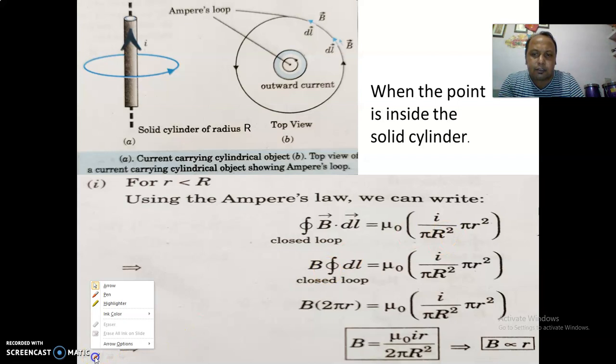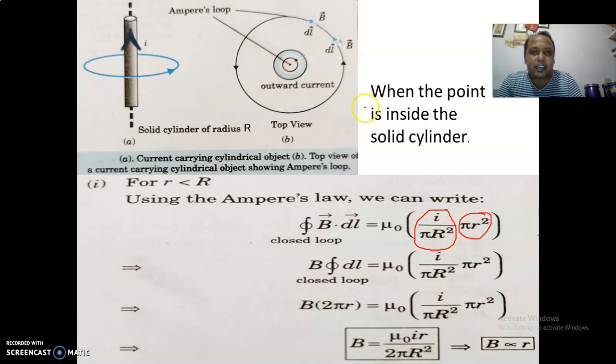Now if this is the value of current per unit area, then the area of the Amperian loop is given by pi small r square. The current per unit area is given by I by pi capital R square. So if we multiply it, we will get the current which threads through this Amperian loop. So the value of current, the pi cancels out here, and accordingly we can have the values. Now on the other side, that is on the left hand side, you can see B dot dl.